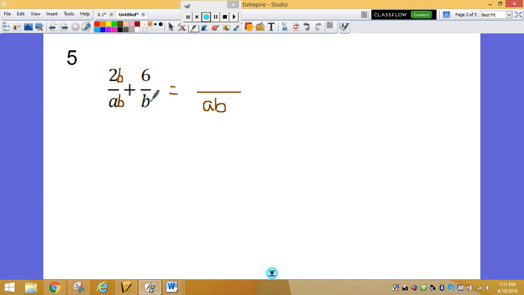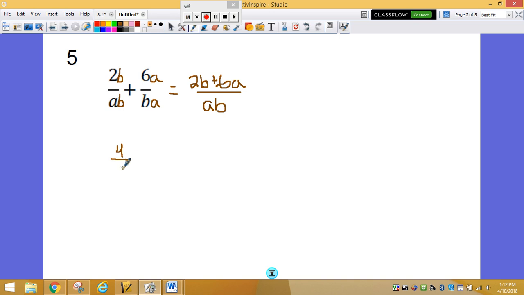Let's look at this fraction. I already have the b, but I need to add the a. And if I add the a on bottom, I have to add the a on top. Okay? So both of my bottoms are ab. It doesn't matter that this is written backwards. That's the commutative property, and we don't care about it. Okay? So my denominator is ab, and my numerator is going to be 2b plus 6a.